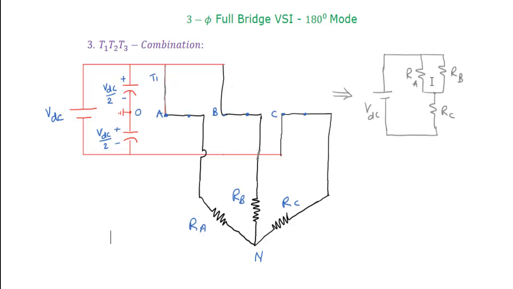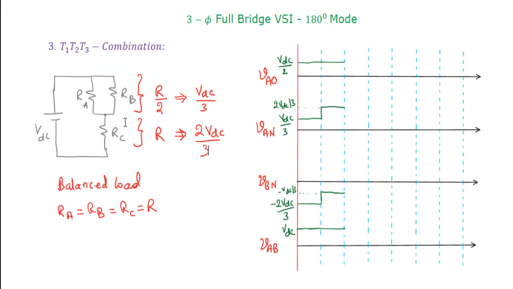If you simplify this circuit further, you will have this one. As I told you, phase A and phase B are connected in parallel to the positive terminal of the source, and phase C alone is connected to the negative terminal of the source. As we discussed in the previous combinations, these two will get lesser voltage, that is VDC by 3. This will get more voltage, 2 VDC by 3. But with respect to the neutral point, this is negative, this is positive. The same thing we are discussing here, as it is what we discussed in the previous one.